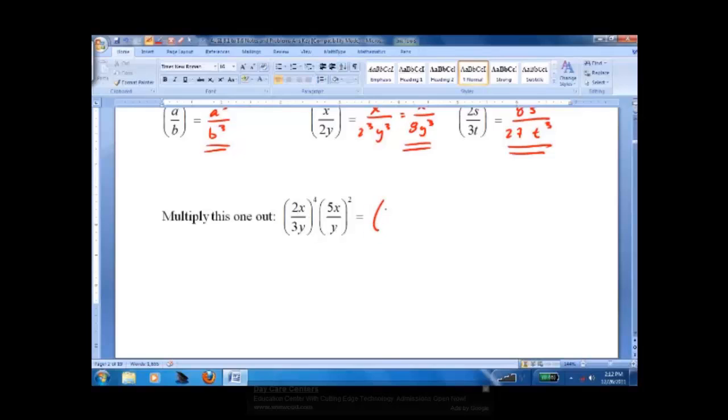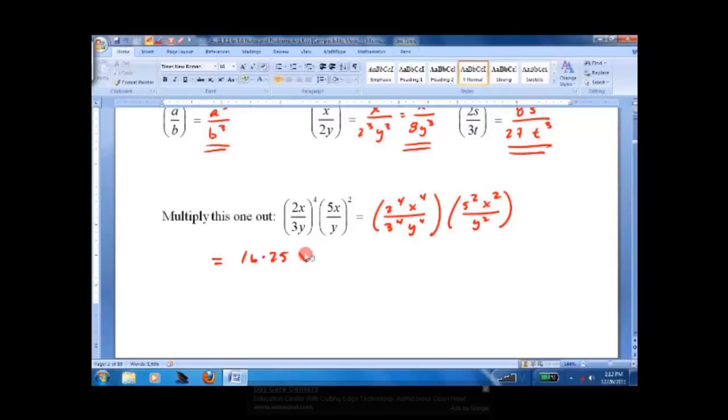So, 2 to the fourth, x to the fourth, 3 to the fourth, y to the fourth, 5 squared, x squared, y squared. Let's put the numbers out there. 2 to the fourth is 2 times 2 times 2 times 2, which is 16. And let's finish the numbers. Times 5 squared is 25. And I don't multiply them together yet, even though I could. I'll show you why in a minute.